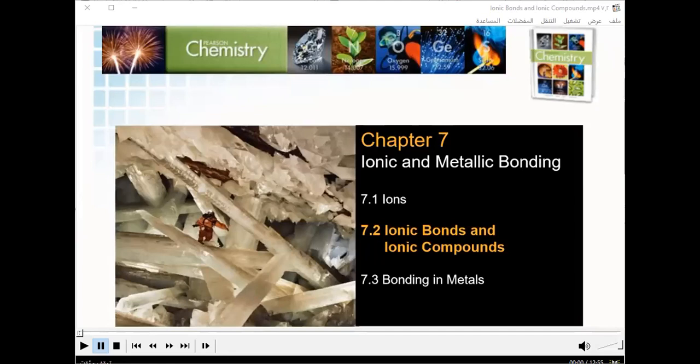So ionic bonds are the electrostatic forces that hold ions together in ionic compounds. Who can repeat the answer? Just raise your hands. Don't mention your name. Sulaiman, Ammar. Electrostatic forces that hold ions together in ionic compounds.